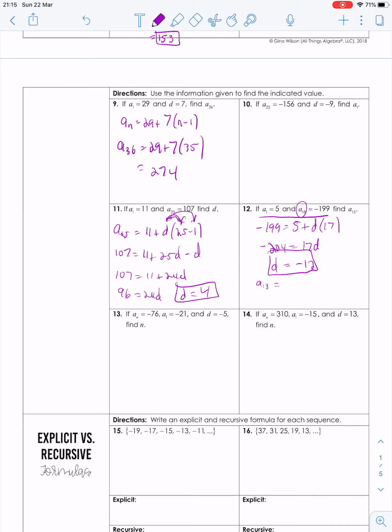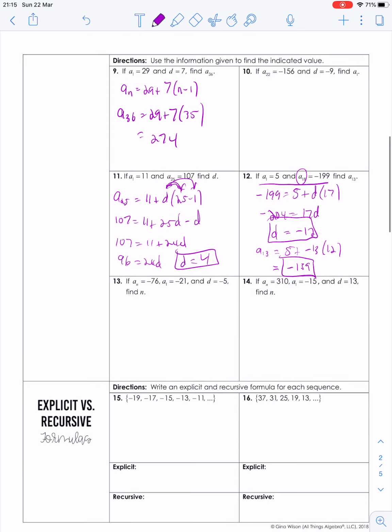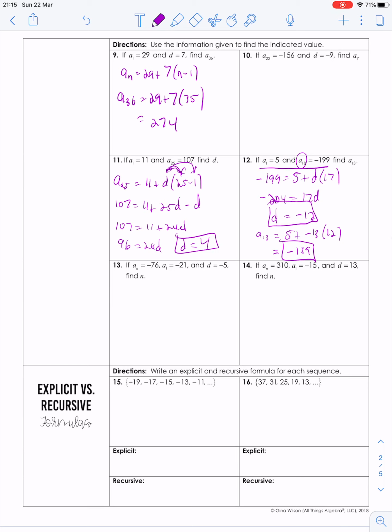Then we get 5 plus negative 13 times 12. And that is negative 130, not 5, that can't be, 9. Negative 139. Cool, no problem. Number 13 now, here we go.